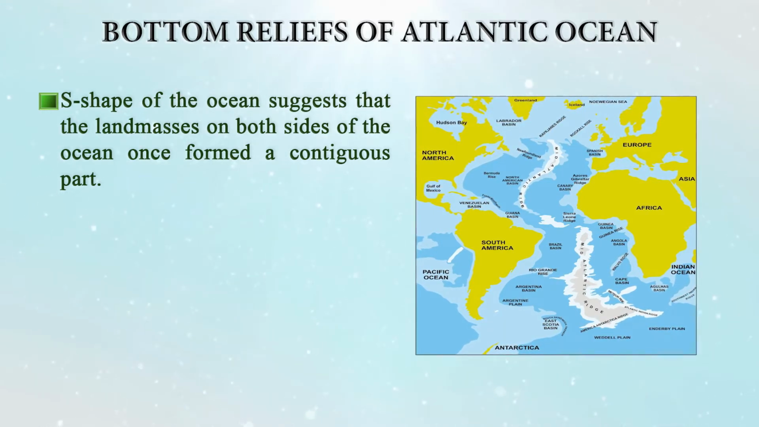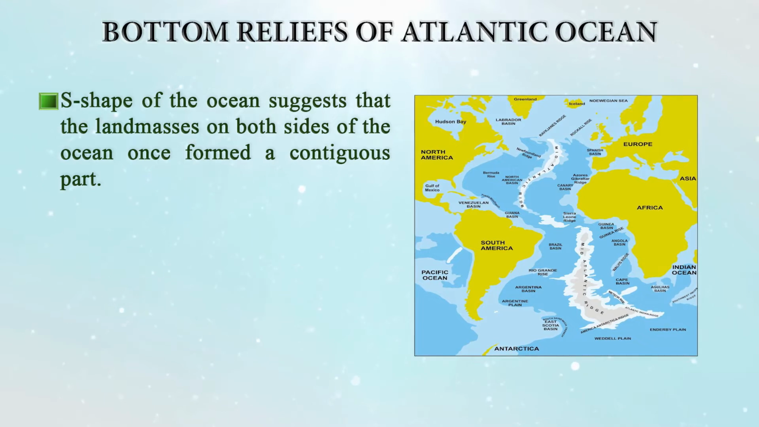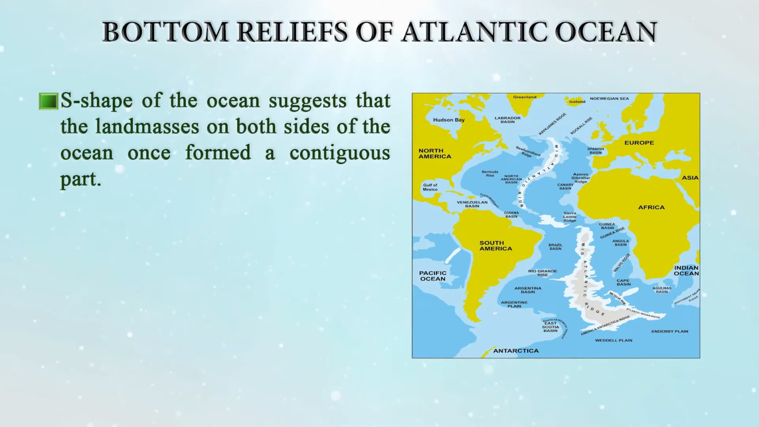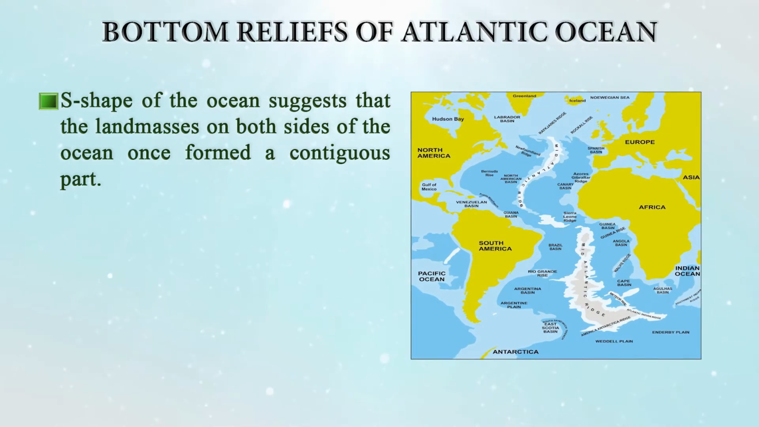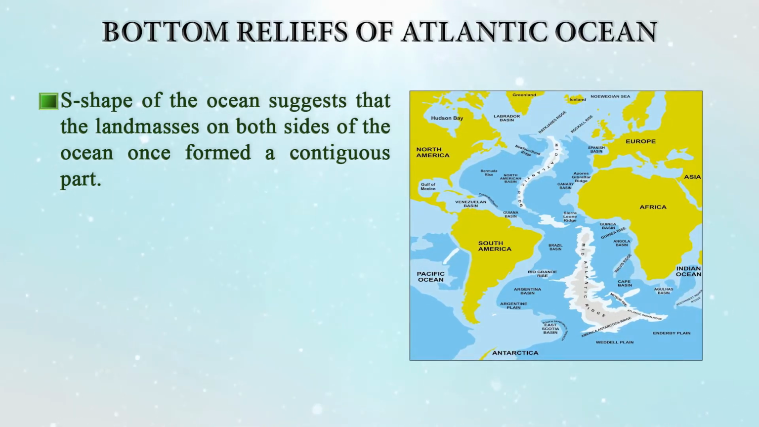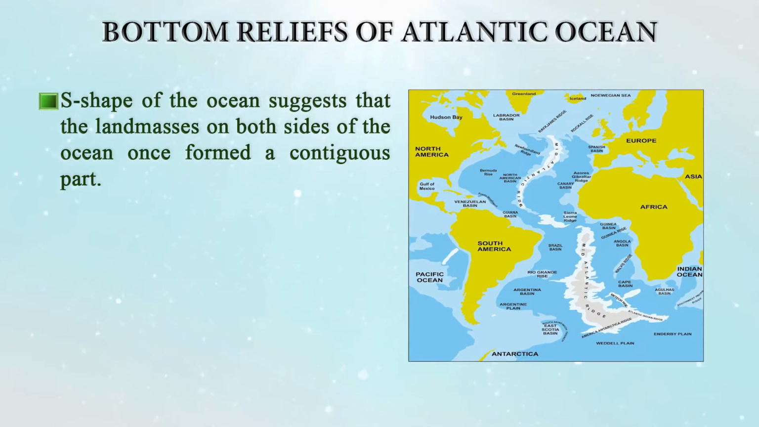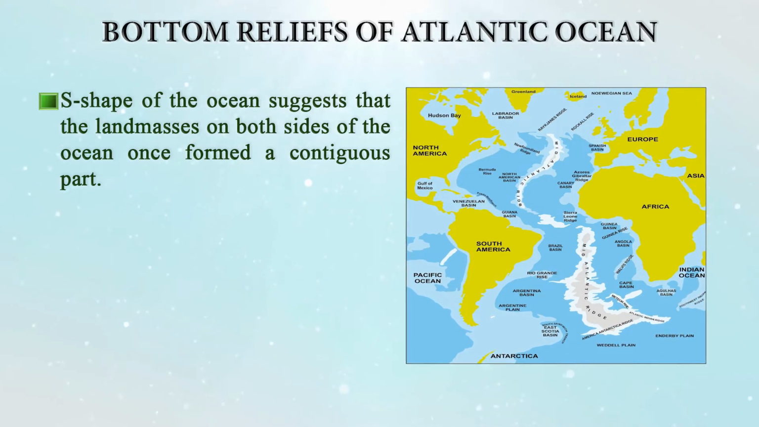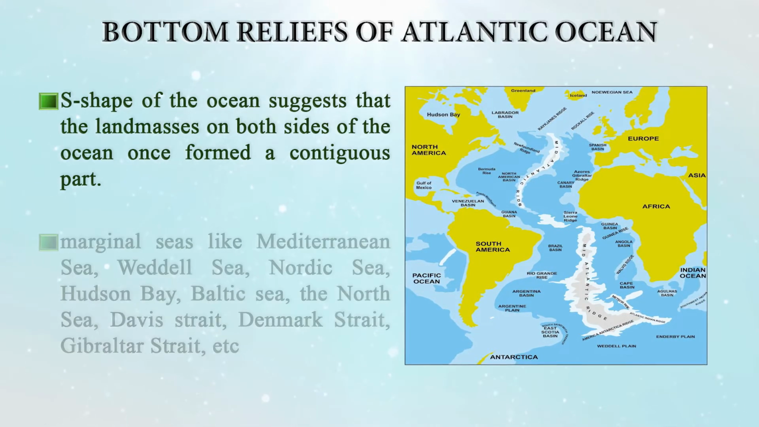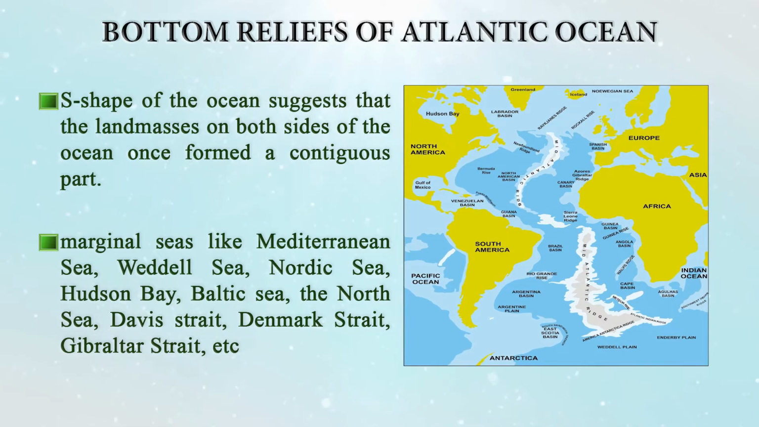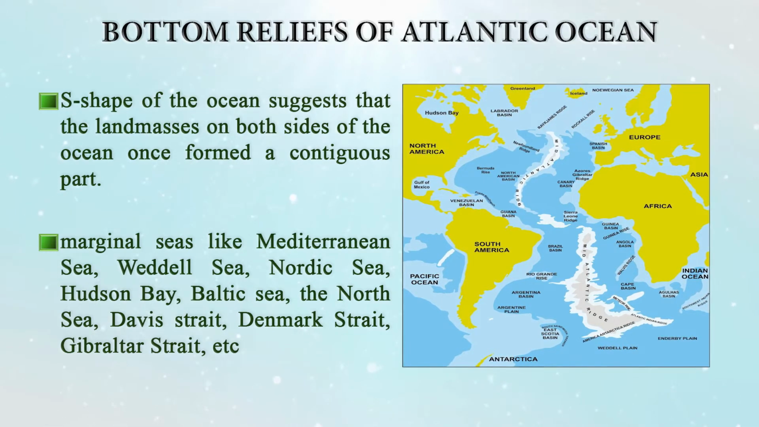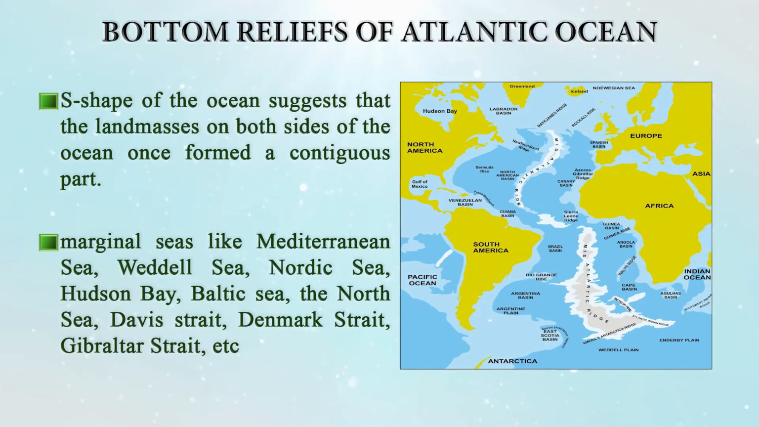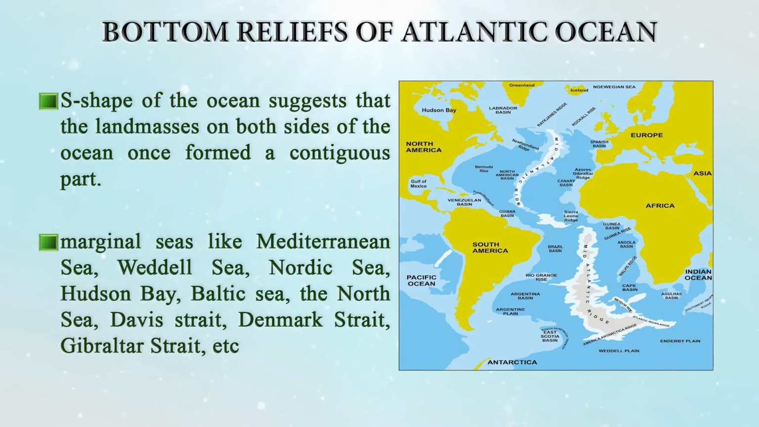This S shape also suggests that continents or land masses on both sides once formed a contiguous part, so they can jigsaw fit. You must have studied in the continental drift theory of Wegener, the famous jigsaw fit of Wegener, in which the continents on the left of the Atlantic Ocean roughly fit into the eastern part of the Atlantic Ocean. Now there are several marginal seas in the Atlantic Ocean like the Mediterranean Sea, Weddell Sea, Nordic Sea, Hudson Bay, Davis Strait. We have covered these portions previously also.